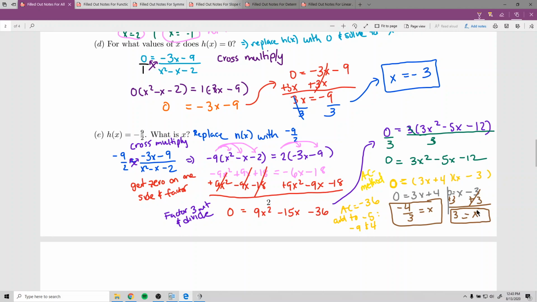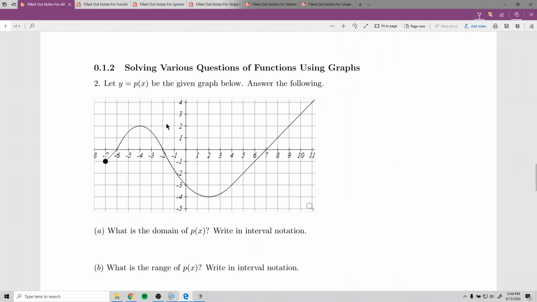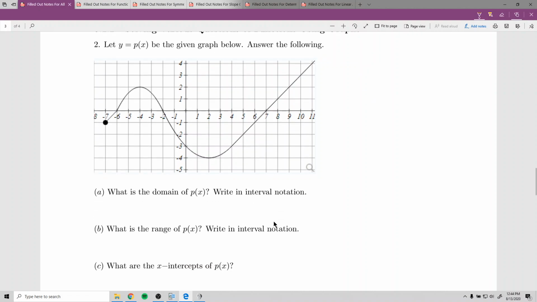All right, so really that's a rundown of a lot of what we did in the previous couple of sections. Now we'll have a similar type of question, but with a graph. It says let y equal p of x be the given graph below. We want to answer the following. We want to know what is the domain and the range, so we'll just start with that.